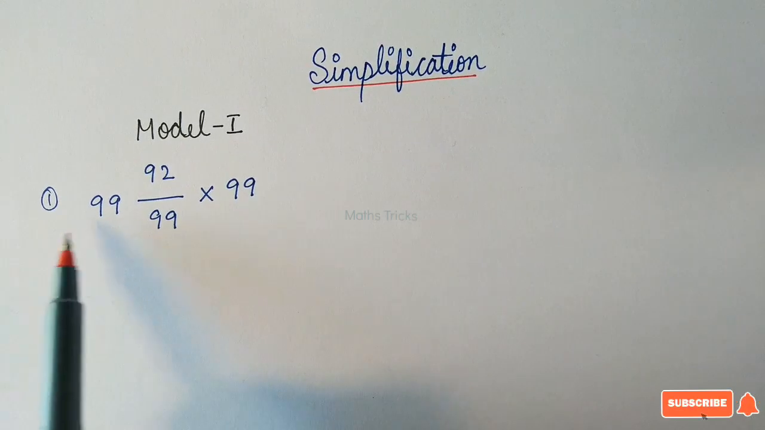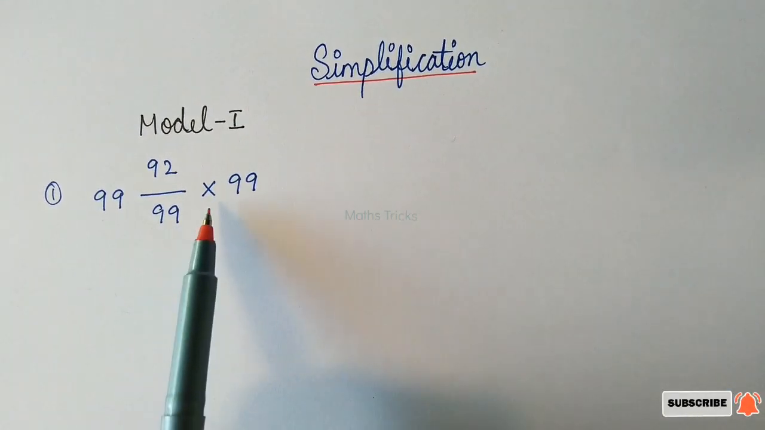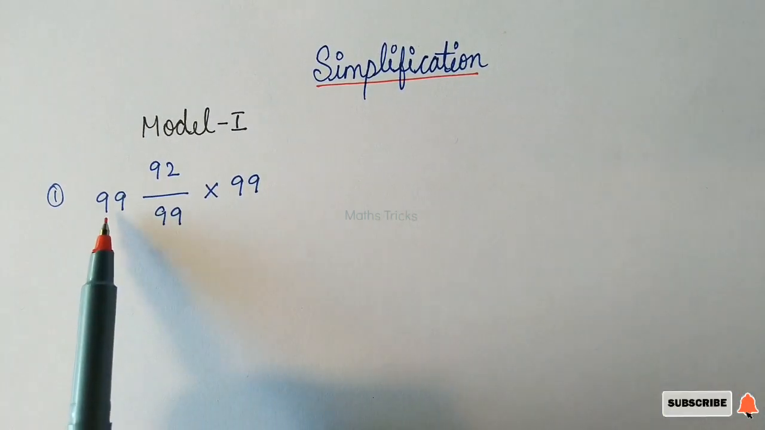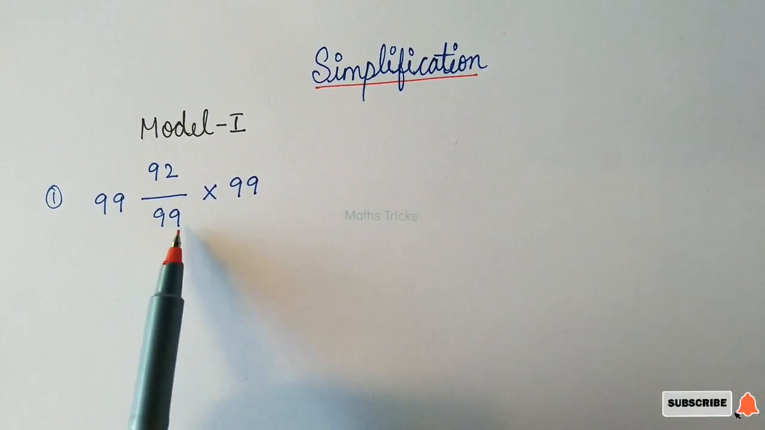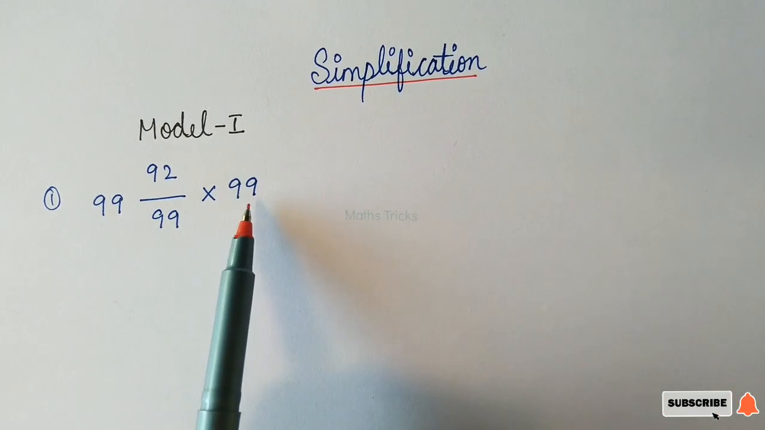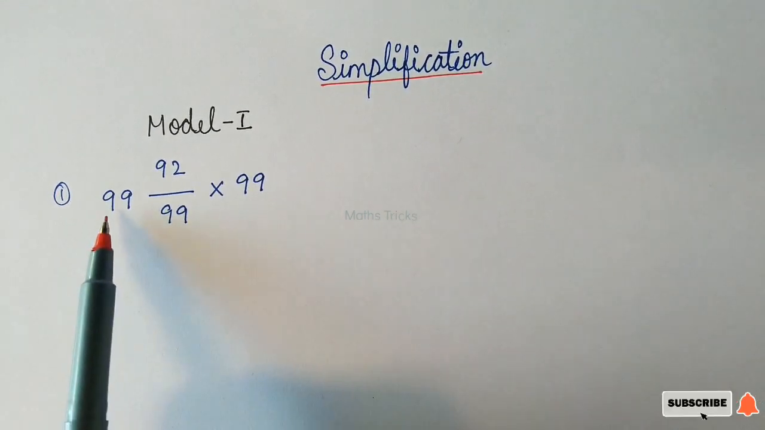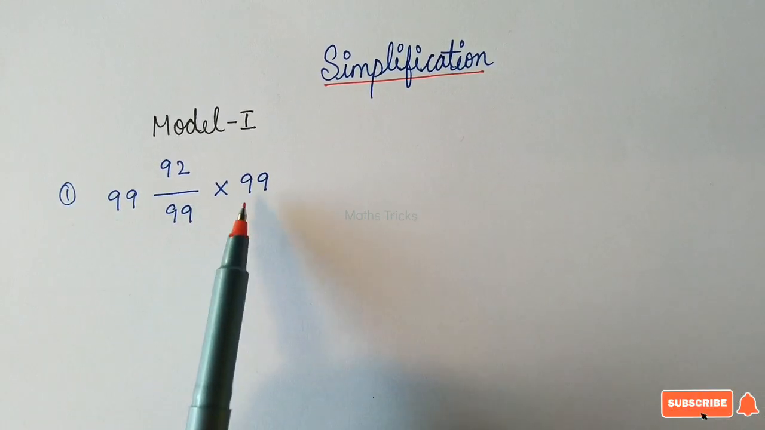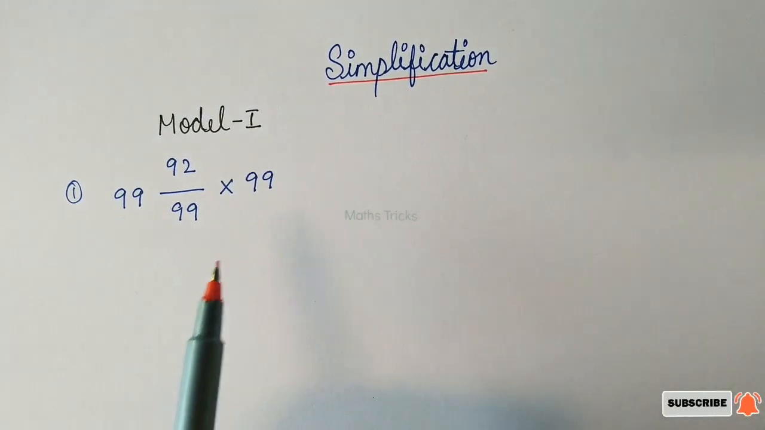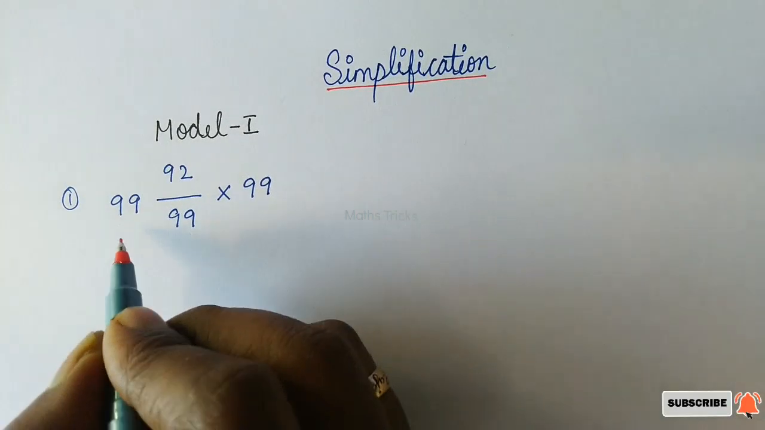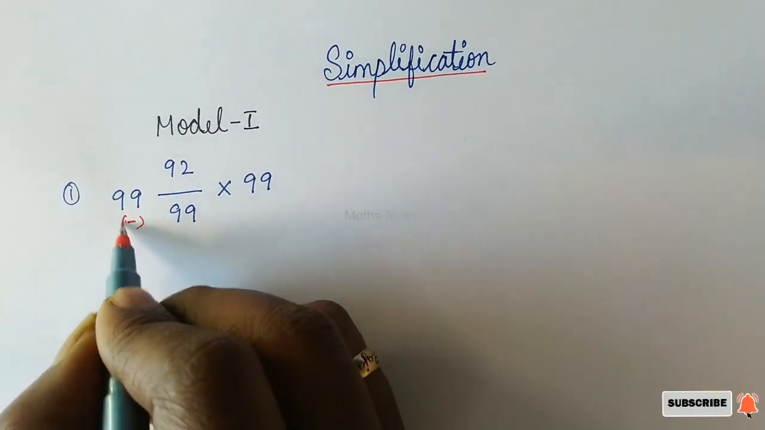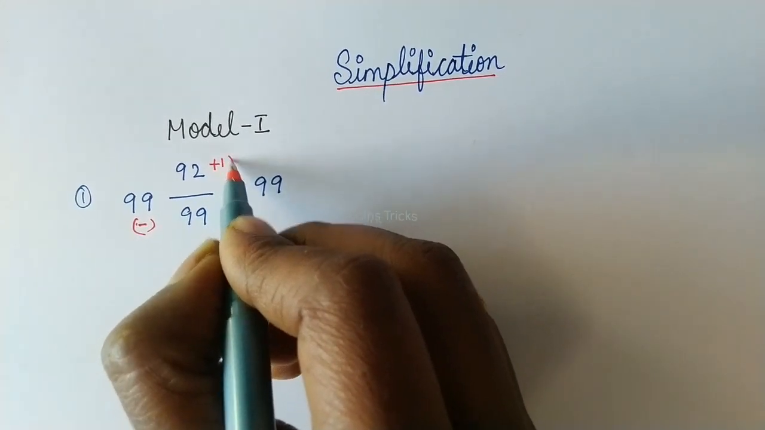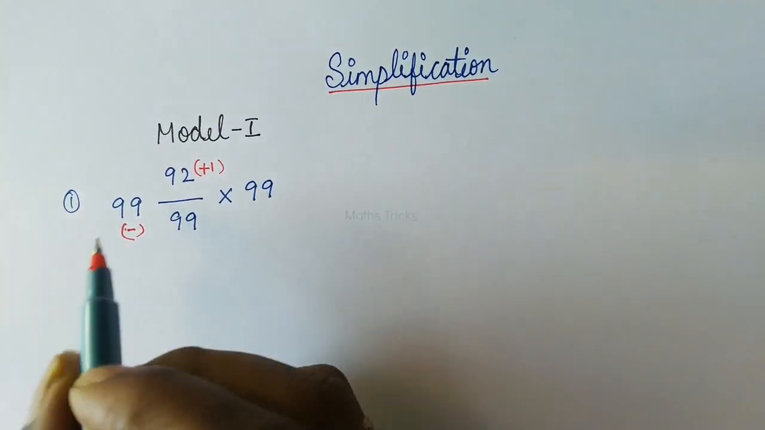Here the first sum is 92 divided by 99 into 99. This kind of sum we can solve within 3 seconds. First we have to check whether these numbers are in the same condition. Here there are 2 digits, here also a 2-digit number. So these numbers are the same, and having 2 digits, we have to follow a trick. Here we have to put -1. Here we have to put +1. So this is the answer.